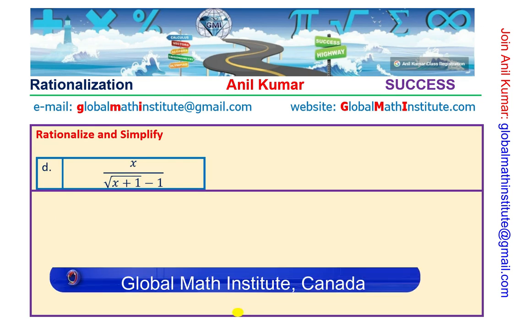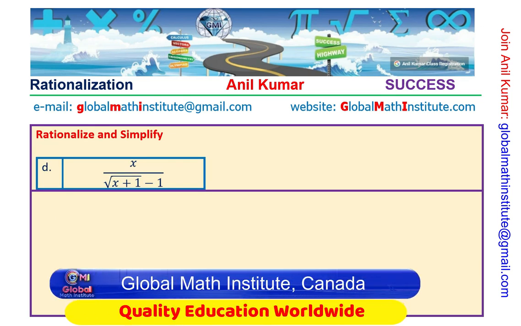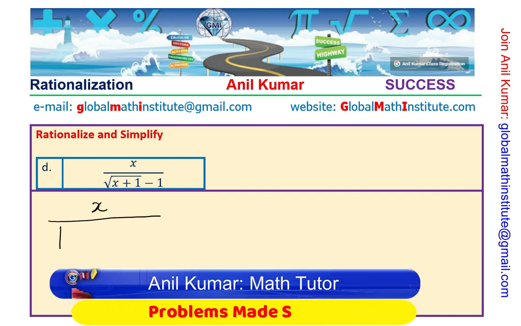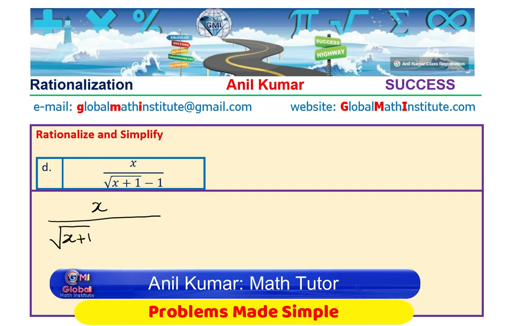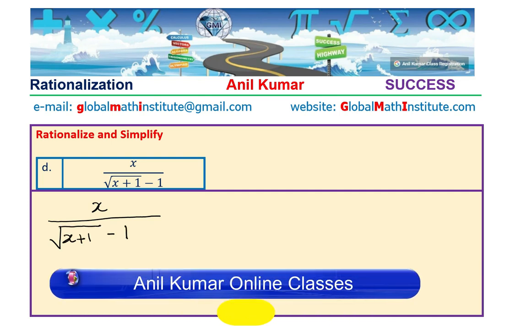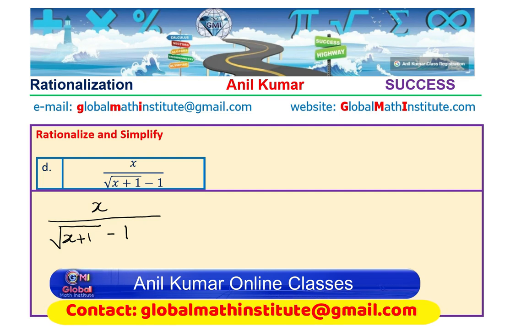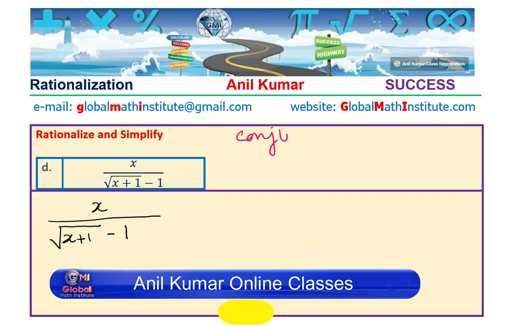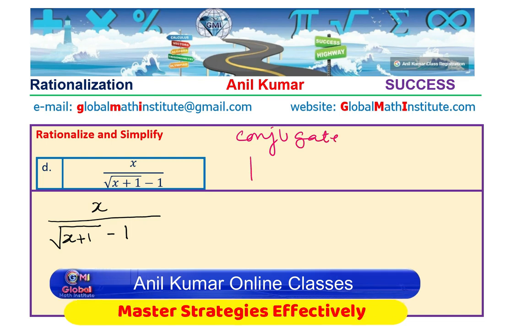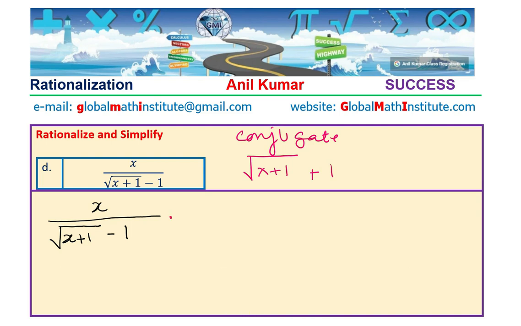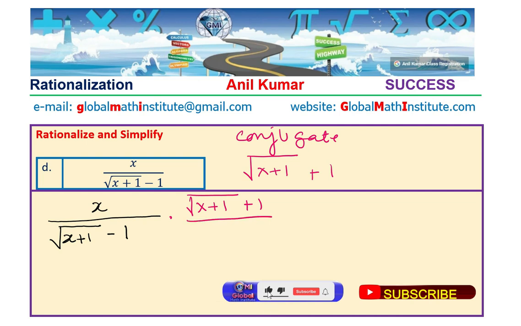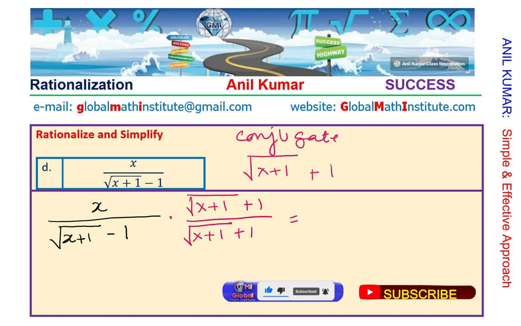Here's the next question, slightly more complicated. We have x over square root of x plus 1 minus 1. So what is the conjugate with which you should be multiplying? The conjugate here is square root of x plus 1 plus 1, correct? So we are going to multiply by square root of x plus 1 plus 1 in the numerator, square root of x plus 1 plus 1 in the denominator.